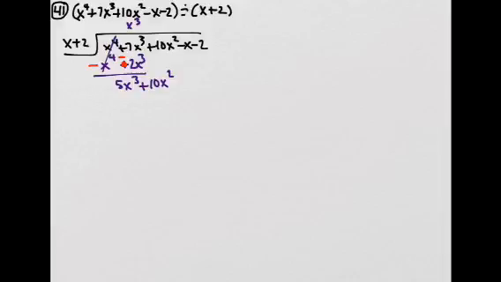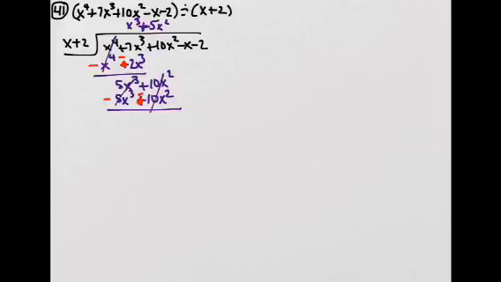And then x times what gives you 5x cubed? That would be positive 5x squared. So that's 5x cubed plus 10x squared. We're going to subtract by adding the opposite. Okay, and so now I have 0, right?